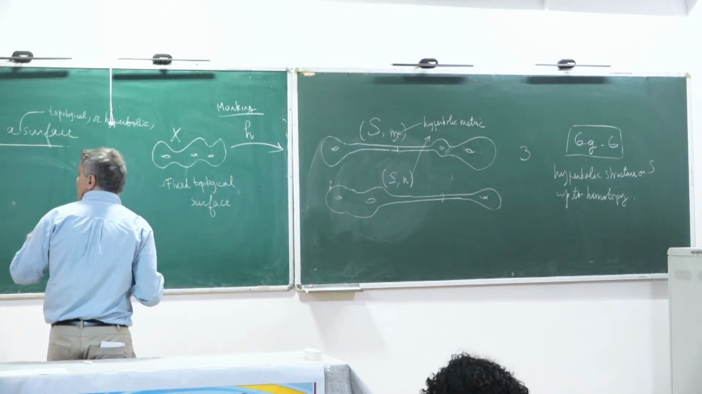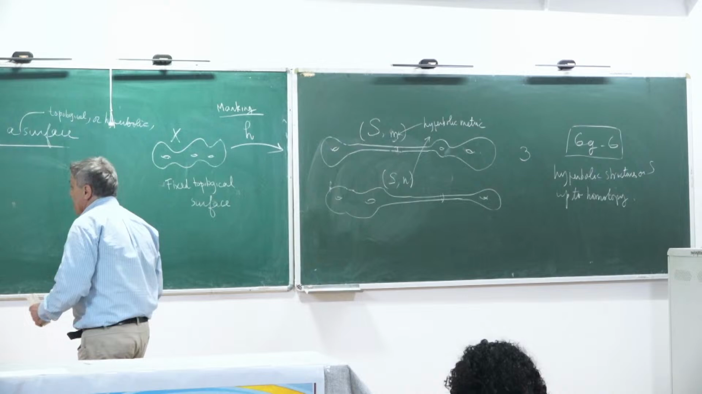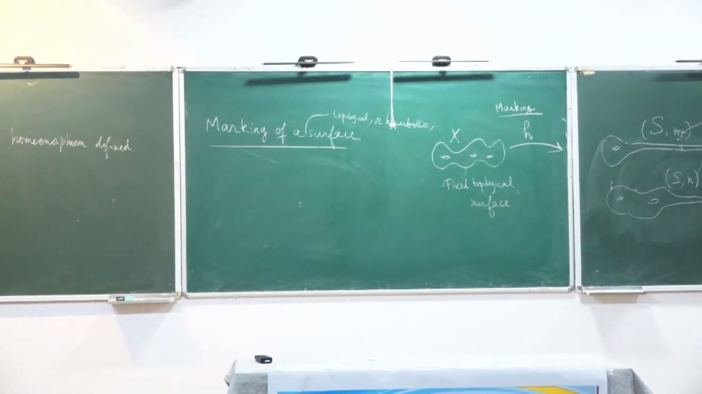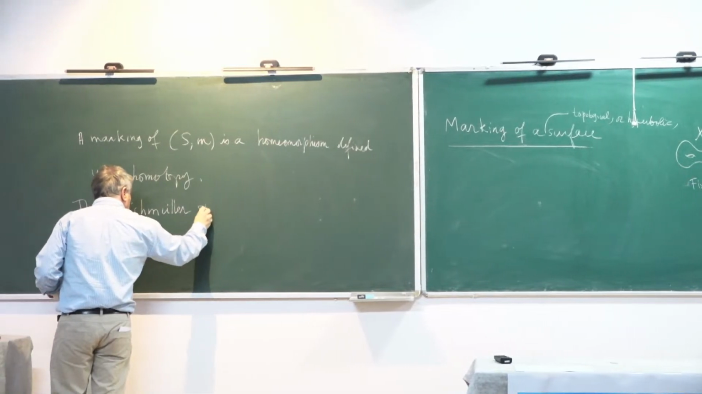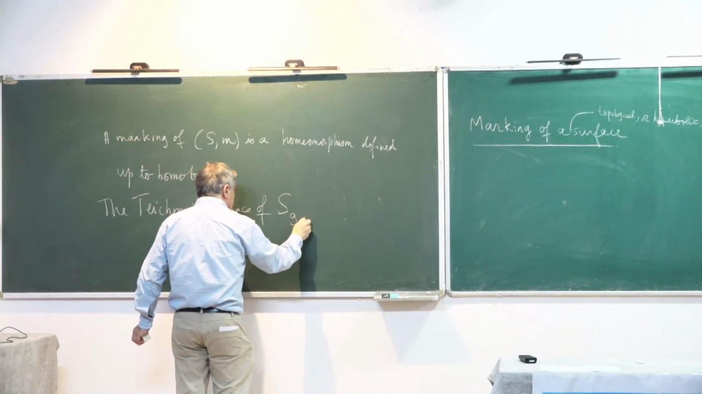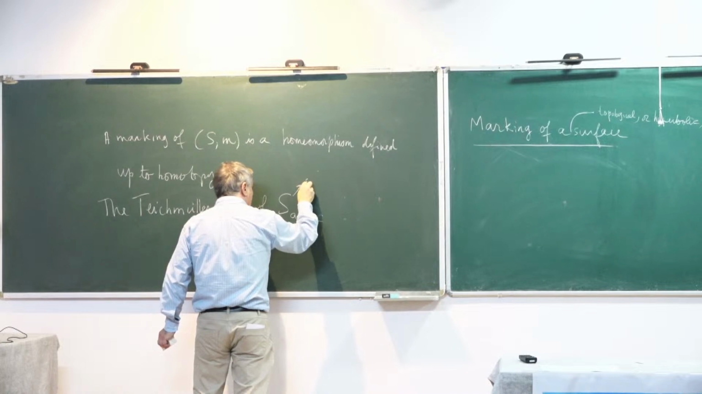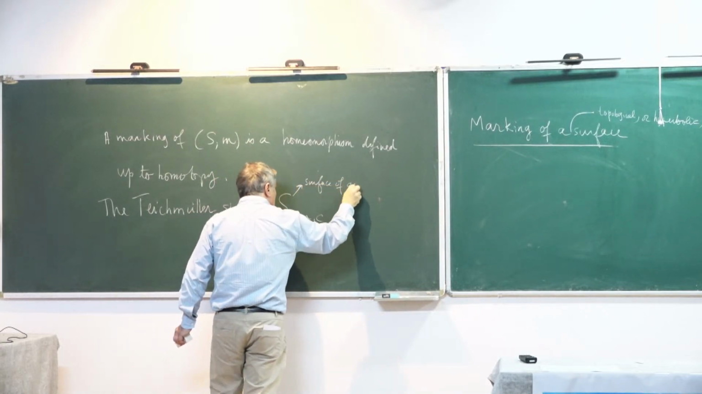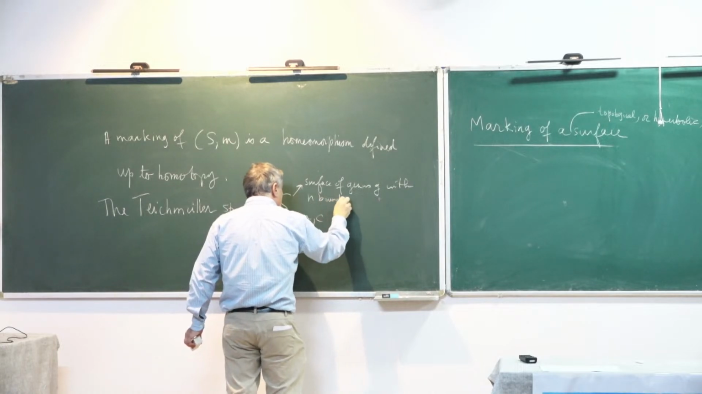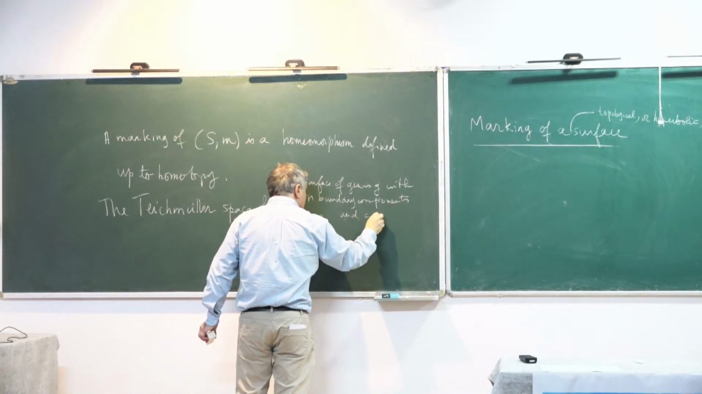Okay, so I will formulate my definition now more precisely. So the Teichmüller space of this is S, G, N, C. This is a surface of genus G with n boundary components and C punctures.